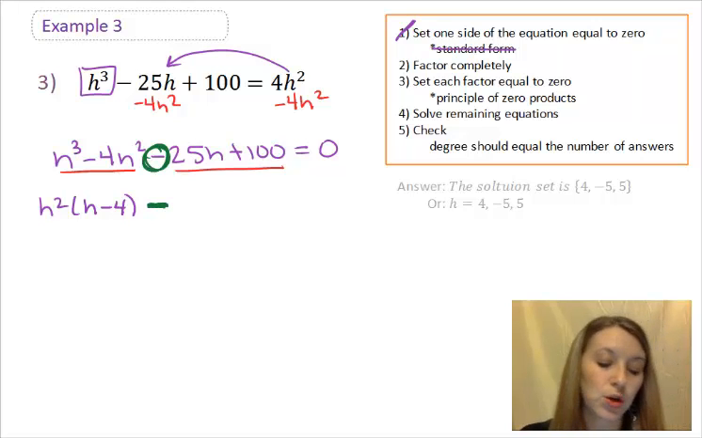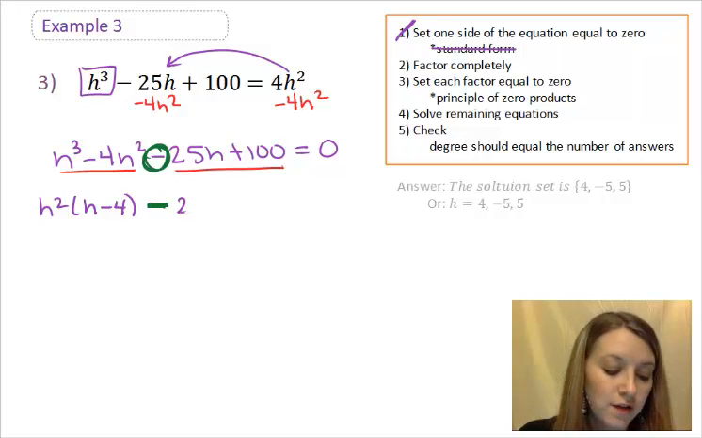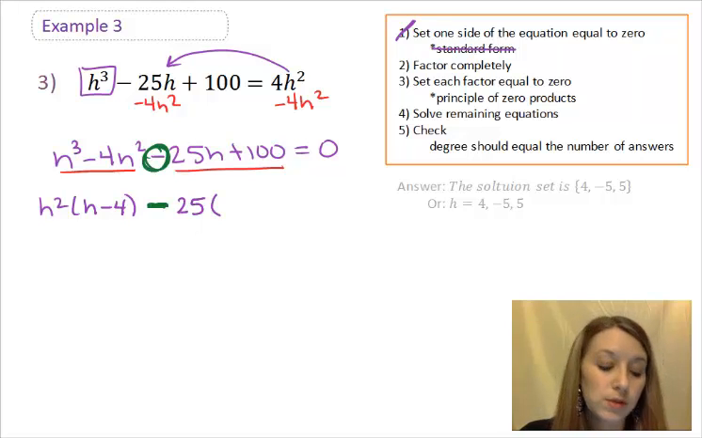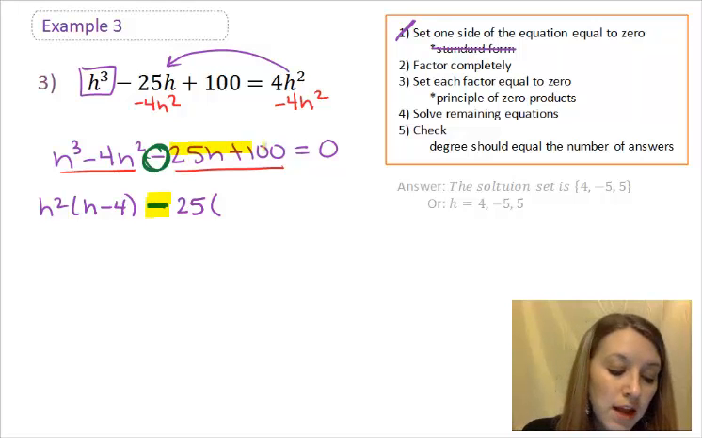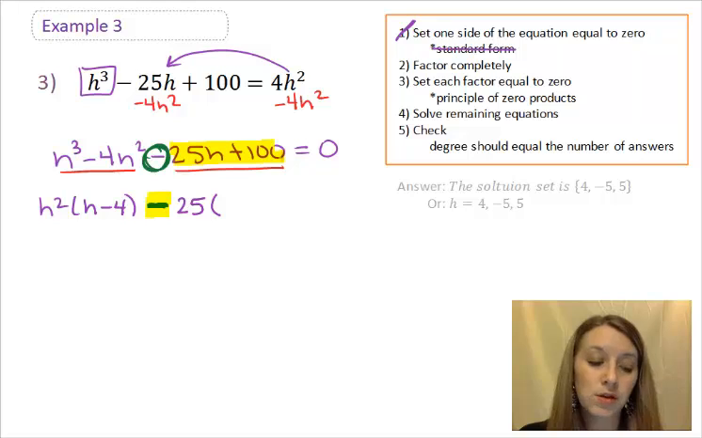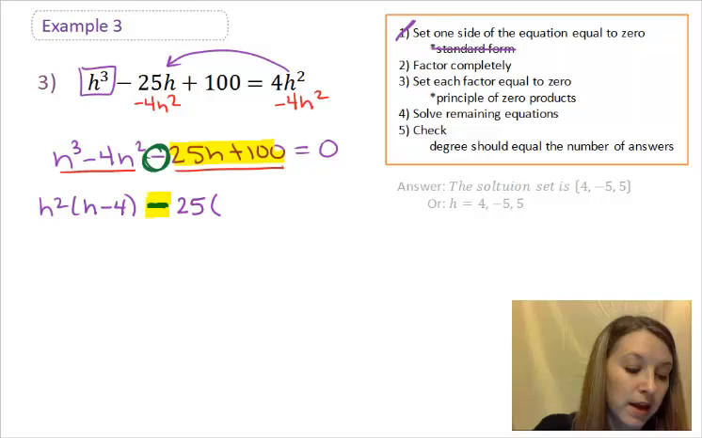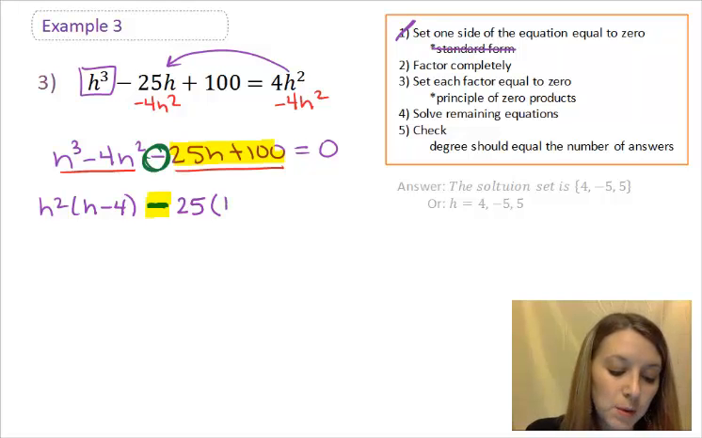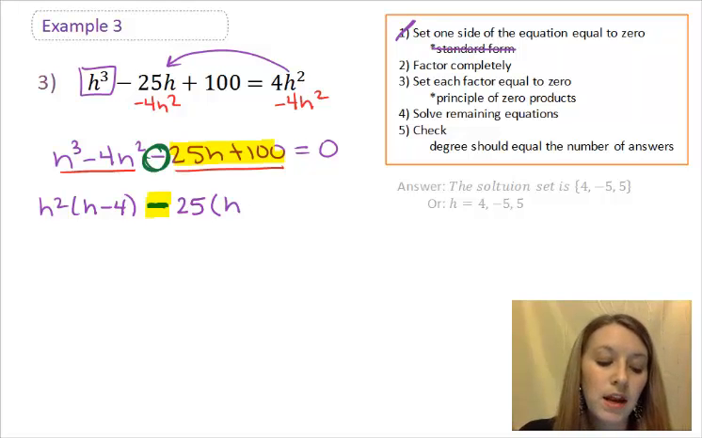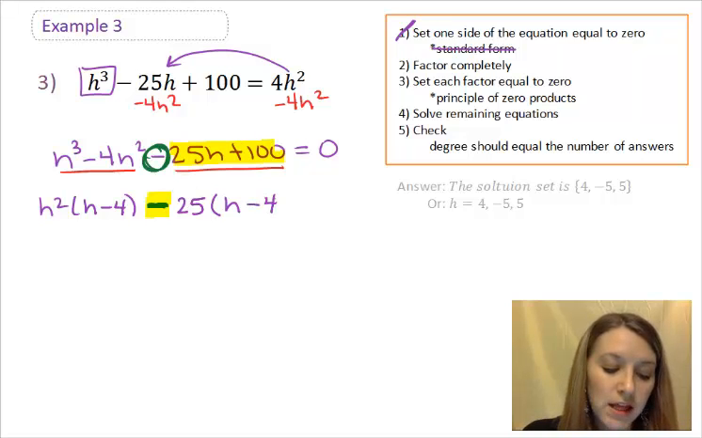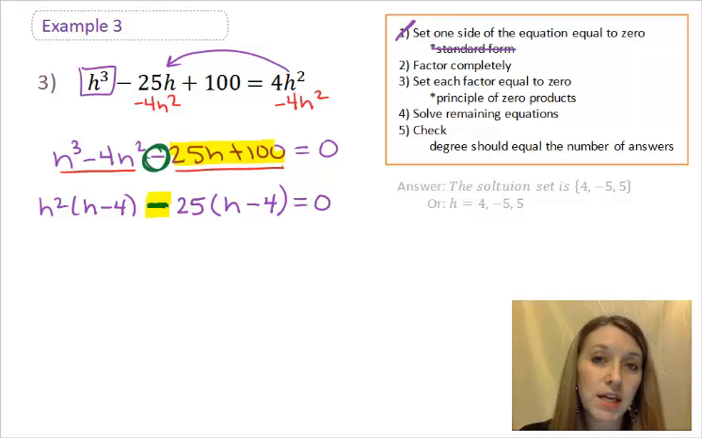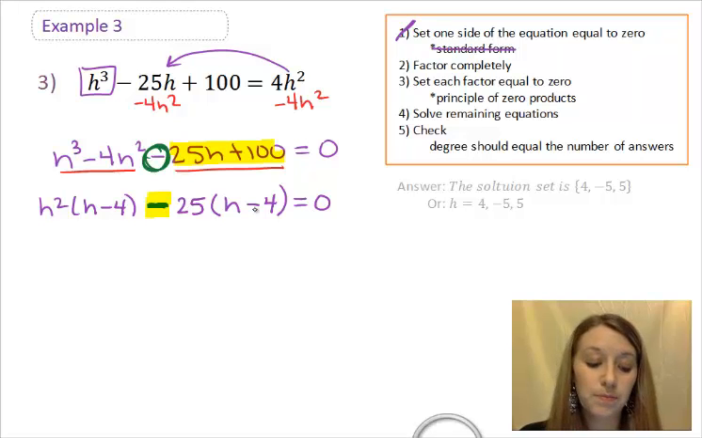In my last 2 terms, I have a common factor of 25. Since I have this negative in the middle, I need to think about factoring out a negative from those 2 pieces on the right. If I have a negative 25h divided by a negative 25, that leaves me with just a positive h. And if I have a positive 100 divided by a negative 25, that leaves me with a minus 4. So that negative in the middle changes the signs of the last set of parentheses.